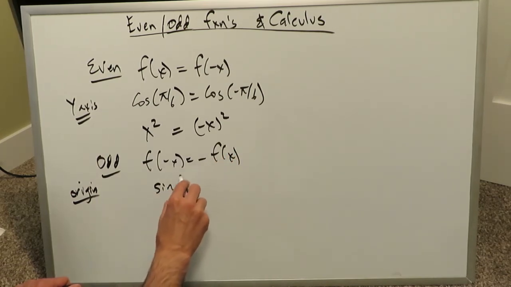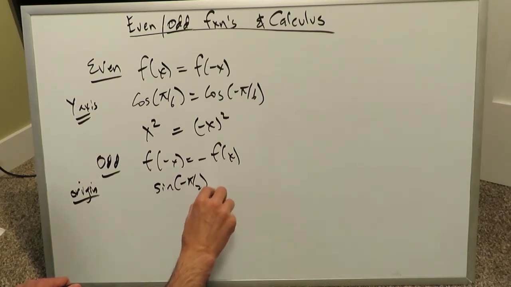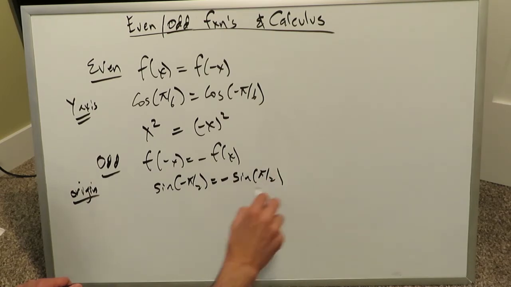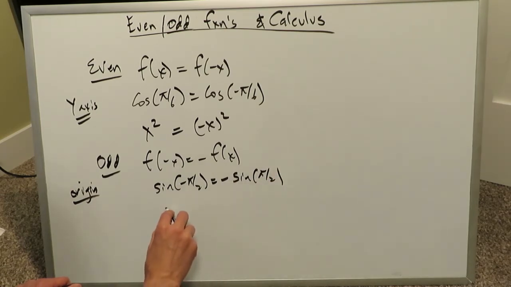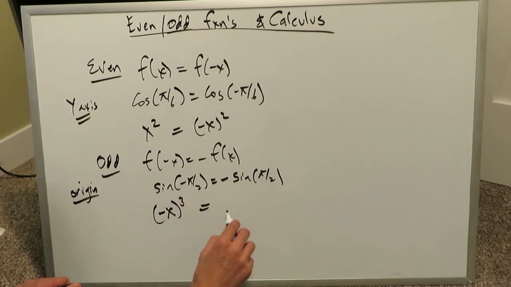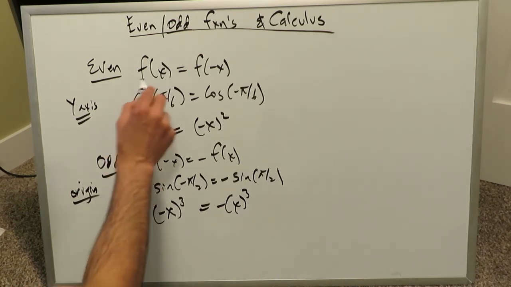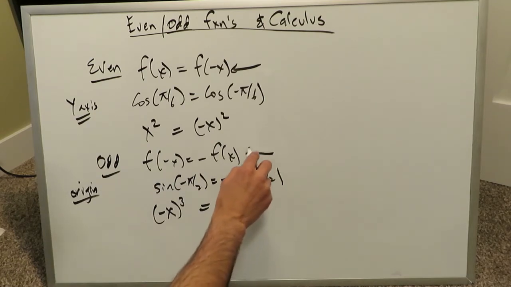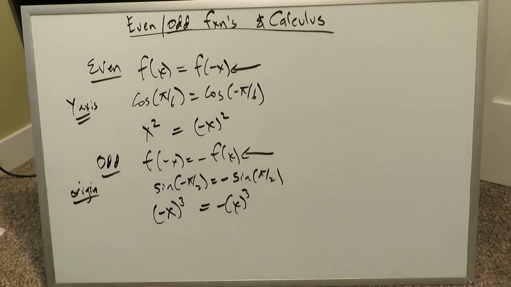You could see sine of, let's say, minus pi over 2 would be the same thing as saying minus sine of pi over 2. You can look at x cubed. If you had, let's just say, minus x and then you cube it, it should equal minus x cubed. It would be all the same with regards to odd functions. So this right here is a good test for an even function with y-axis symmetry. This here is a good test for an odd function with origin symmetry.